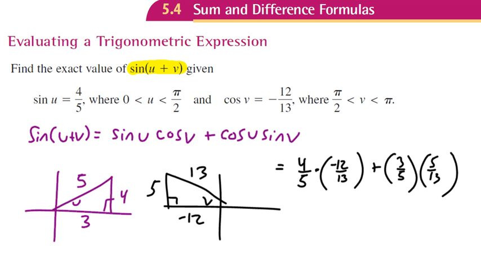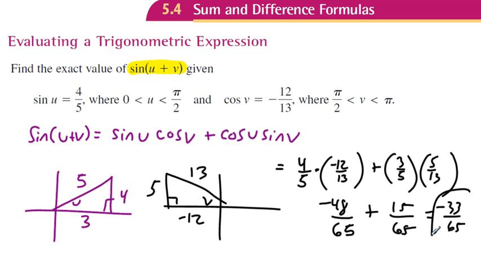And there we go. So now we just have to simplify this. 4 and negative 12 give us negative 48. 5 and 13 have nothing in common, so we just multiply them to get our common denominator, 65. And same thing, 3 and 5 is 15, 5 and 13 is 65. And then negative 48 and 15, let's see, negative 33 over 65. And there we go. So the sine of u plus v is negative 33/65.